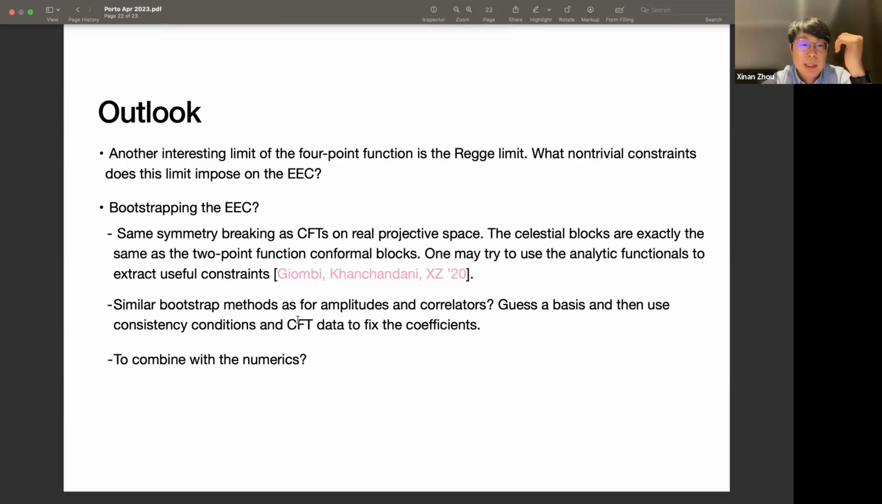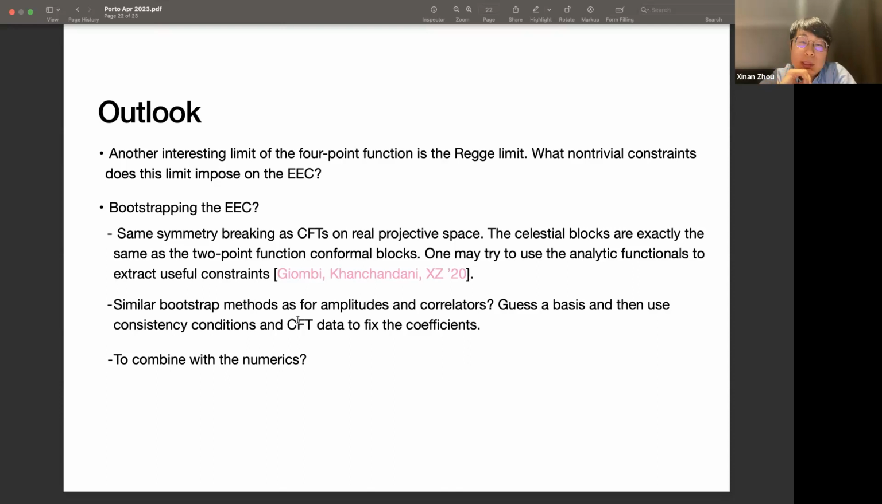Another kind of bootstrap application is to imitate the game people usually play in amplitudes and correlators. What people usually do is just to guess the basis functions for the object you want to compute, and then you use consistency conditions and some CFT data to try to fix these coefficients. And the same game can also potentially be played here. And finally, it would be interesting to see if one can make a connection with the numerical bootstrap. Although the issue here is that positivity is a bit unclear.